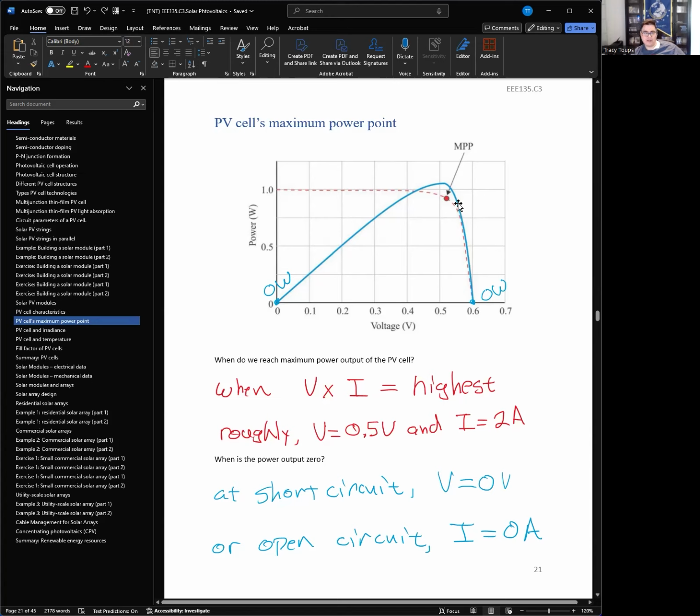So just looking at this graph, somewhere about right here is your maximum power. So this is your operating point right here, right? I'm going to guess it's probably like 1.8 amps at about maybe 0.52 volts, something close to it, right?